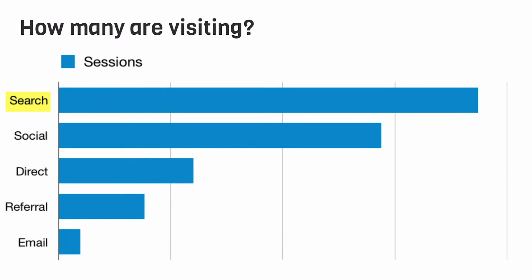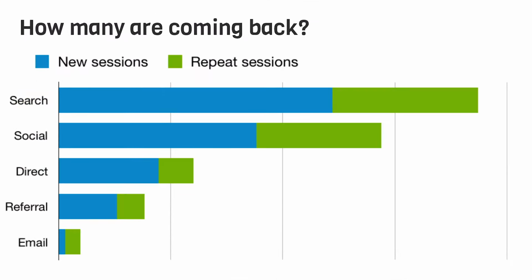So you can answer this kind of question: how many people are visiting? You can also get a sense for how many people are actually coming back. This is the ratio of new sessions to repeat sessions. And you can see that we get a lot more repeat traffic from search and social.